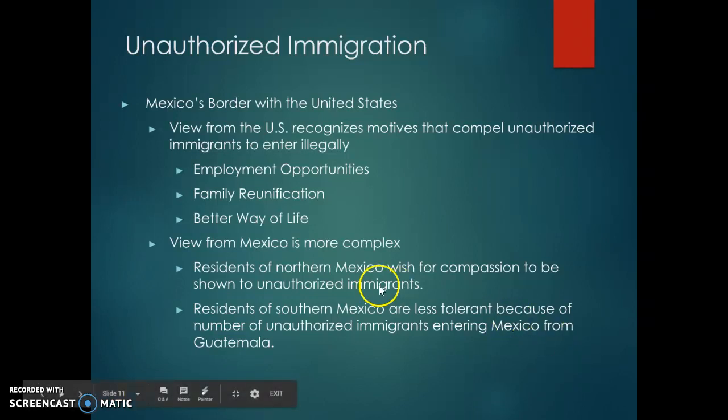So you're kind of seeing the same thing in the United States and Mexico. Okay, so the North wants to come in to the United States. However, the South doesn't want the people from their South. The people from Mexico's South don't want people from their North in Guatemala coming in. If that makes sense, pat yourself on the back.